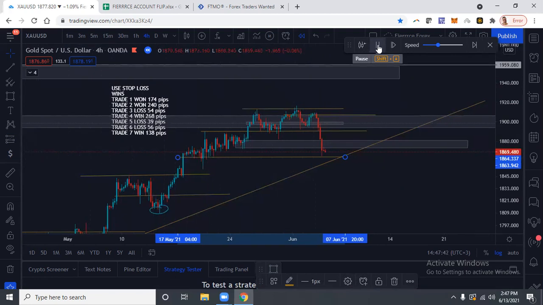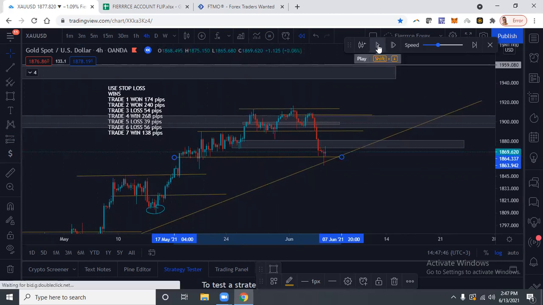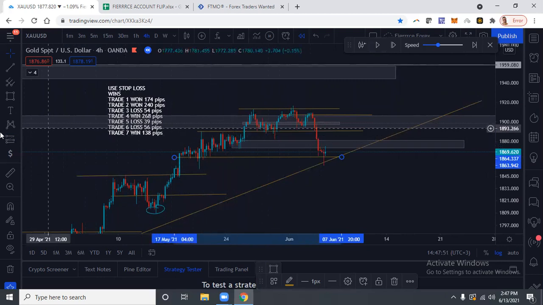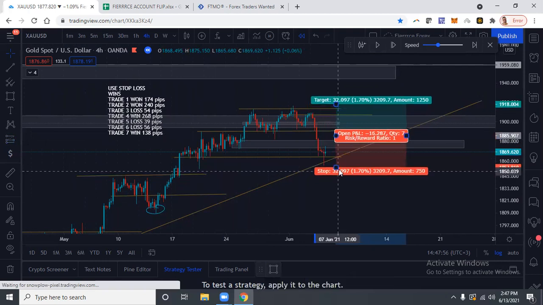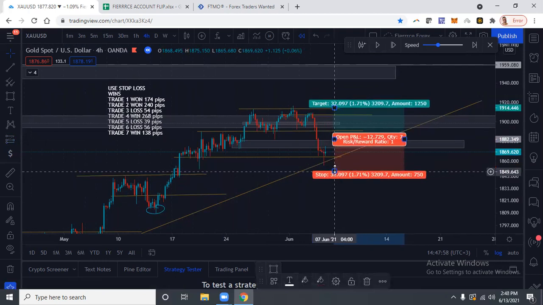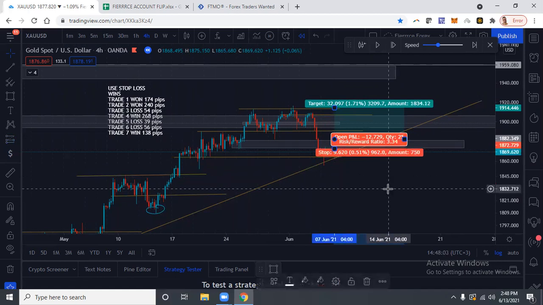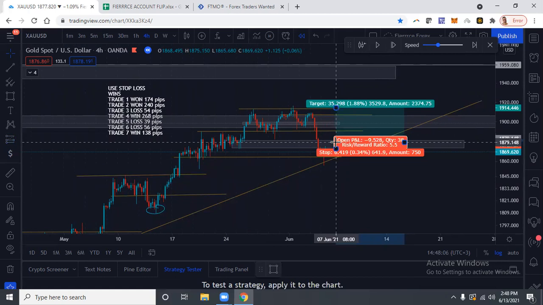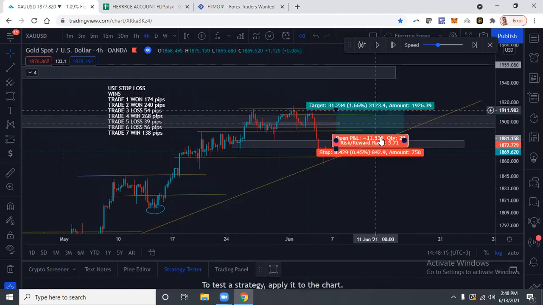I'm just waiting for the buy. That's what I'm waiting for, and my buy would be here. So I'm just going to put my buy here. And this would be the last trade I'm taking. I would put it up here. That's about 300 points.